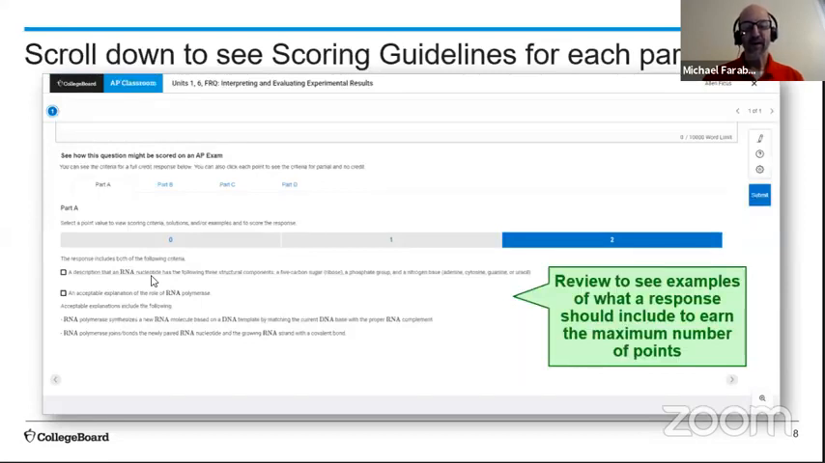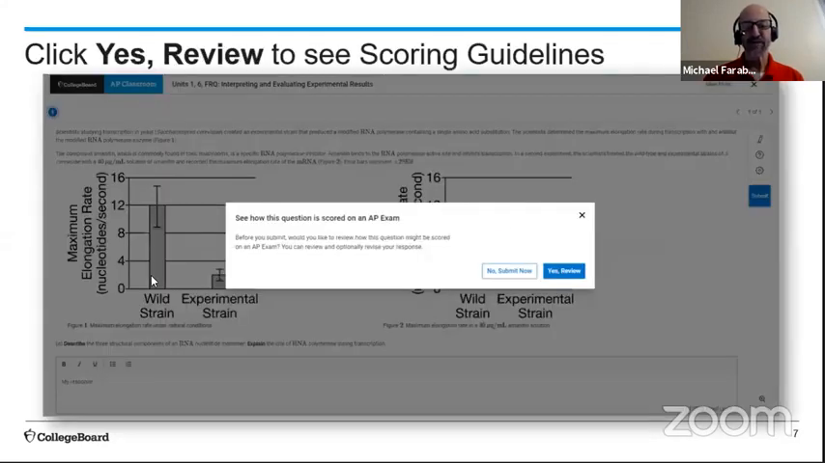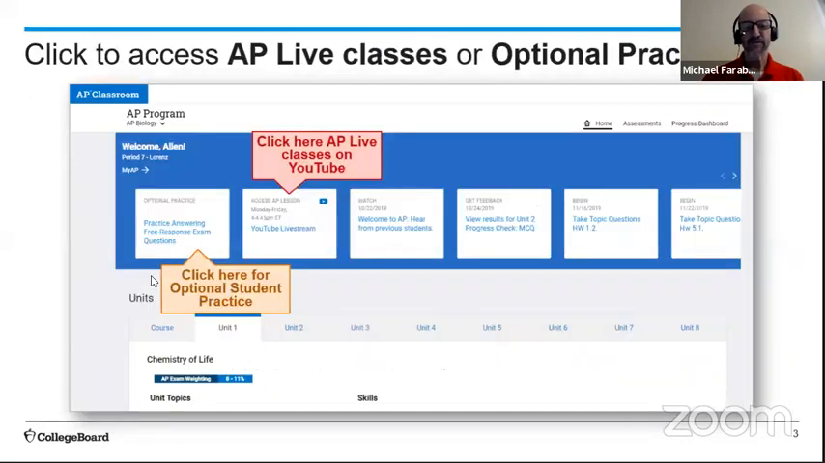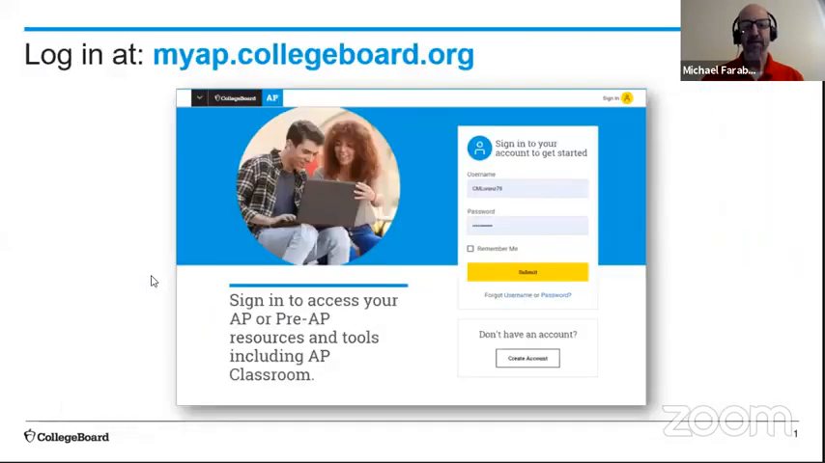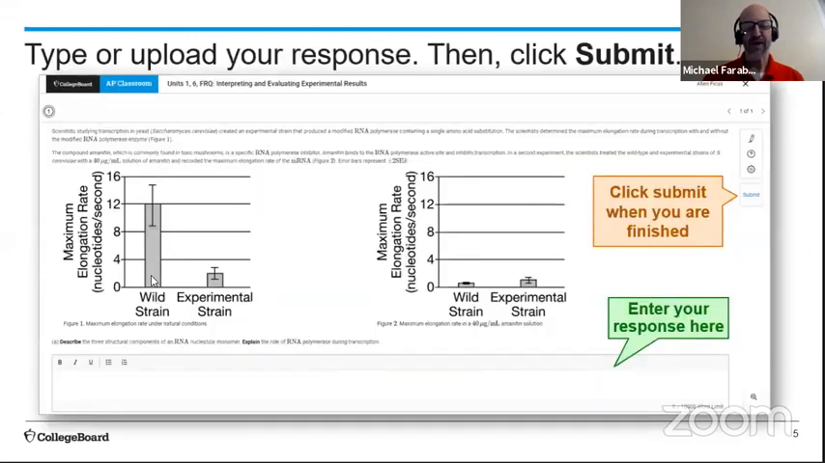Now, once you look through the scoring guidelines, then you can decide to modify your answer. And then when you click submit, you would say, okay, I've already reviewed, and click no, submit now. And then your teacher will have access to the question you submitted. So again, those are good practice problems. Okay, so again, you would log in at myap.collegeboard.org, click on AP Classroom, click on the optional student practice problems, and then you can work on that.